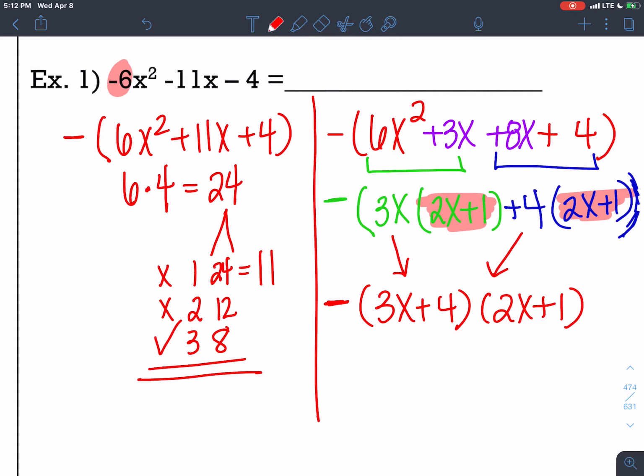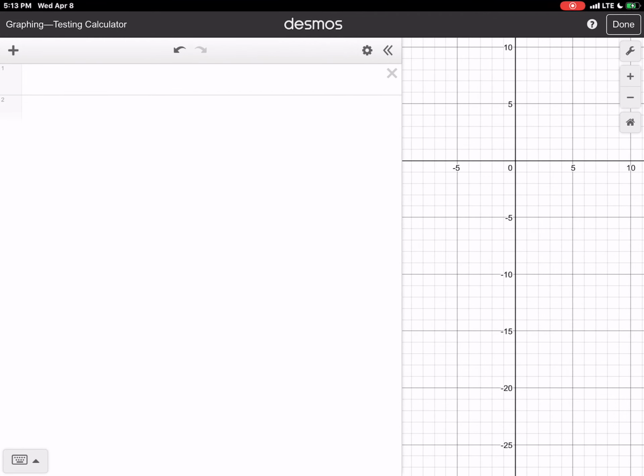Remembering in the last video, I showed you that if we plugged in our factors individually, they should intercept at the x-intercept for this graph. If I plug it in like this, it should show the exact same graph. So I can check to see if something is individually a factor or if I factored everything correctly. So let's move over to Desmos.